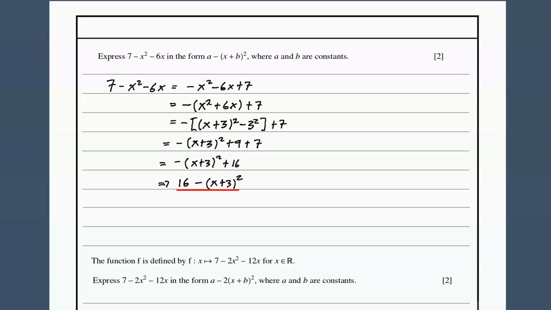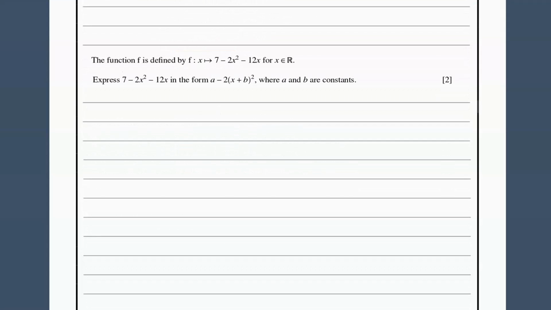Let's have another example. Here it says the function f is defined by f of x is equal to 7 minus 2x squared minus 12x for values of x that are elements of real numbers. So express 7 minus 2x squared minus 12x in the form a minus 2 of x plus b squared, where a and b are constants.